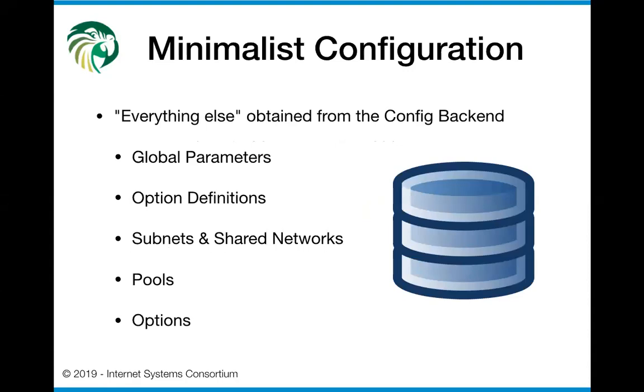And I listed these earlier, are able to be obtained from the backend. So all of your global parameters, all of your option definitions, the subnet and shared network definitions, pools, and then options on those pools and subnets and shared networks are all going to be now available through the config backend.